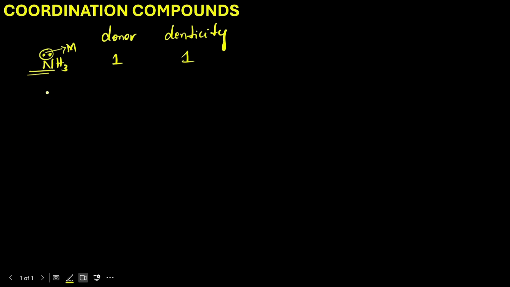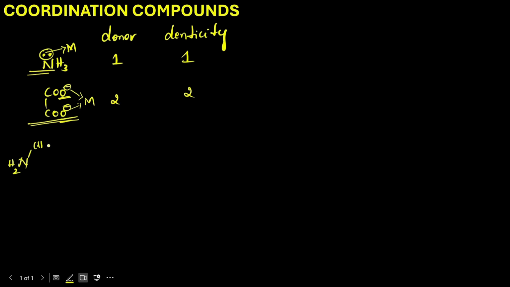We will take one more example, that is the oxalate ion, COO minus and COO minus. So, how many donor atoms are there here? This is one donor atom and this is another donor atom. Therefore, two donor atoms are there. What is the denticity of this ligand? 2, because the two donor atoms are attached to the metal atom. Therefore, denticity is 2.